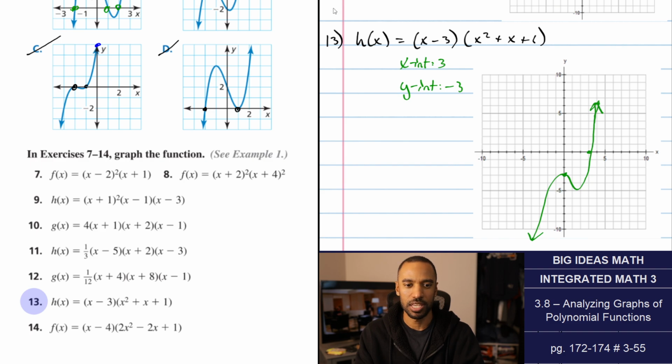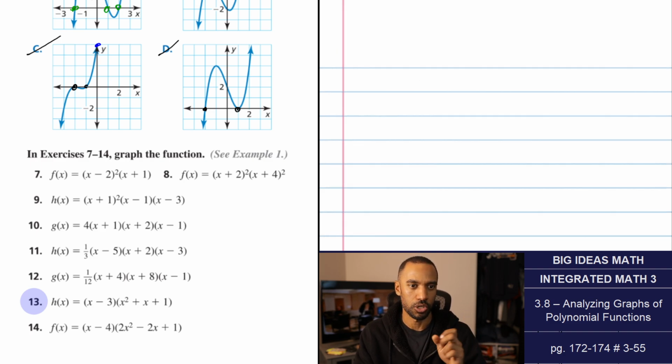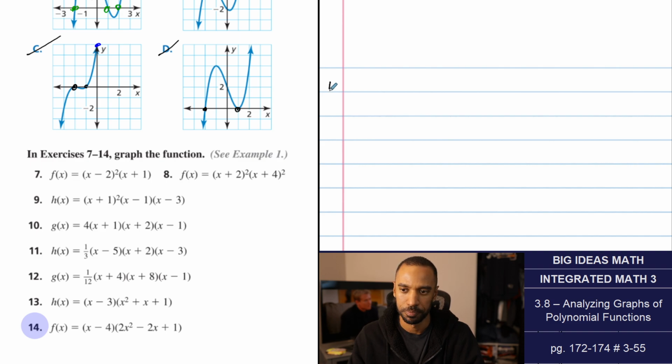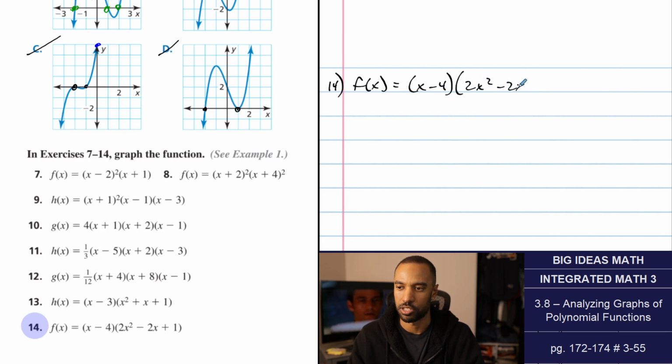Let's go to number 14, and it looks like 14 has the same issue. We'll try the same thing here because those would be imaginary solutions. I can tell you straight up just by looking at the b squared minus 4ac of it all. But number 14, we have f of x equals x minus 4 times 2x squared minus 2x plus 1.